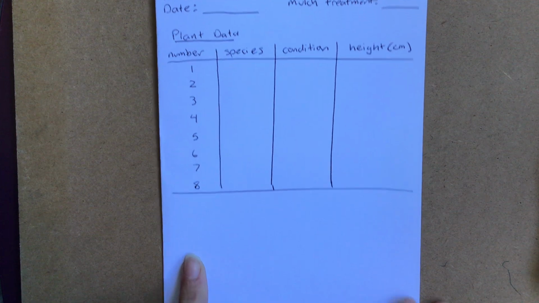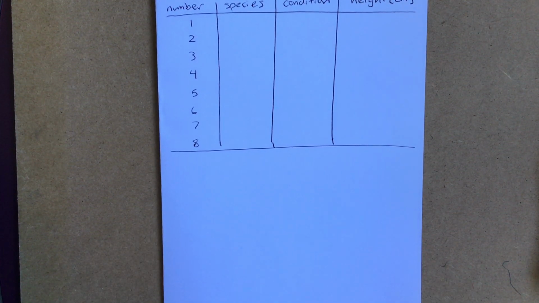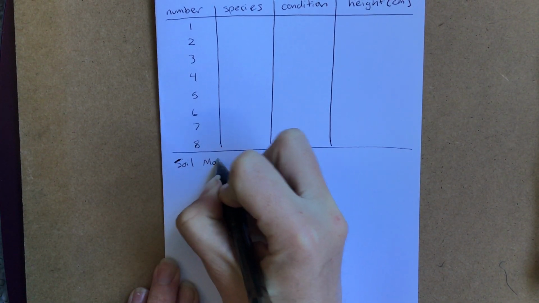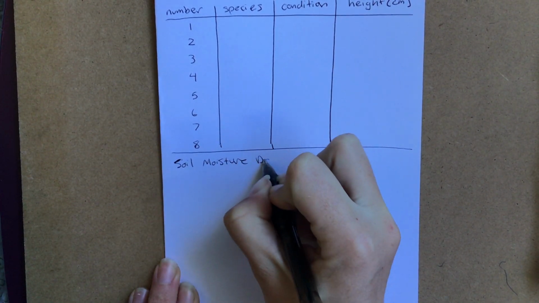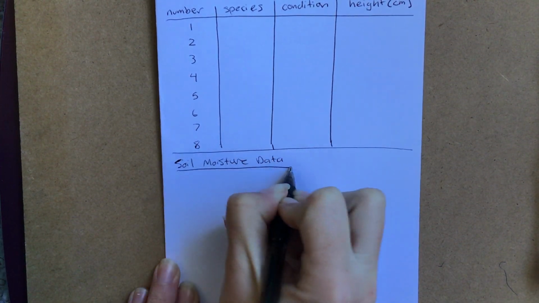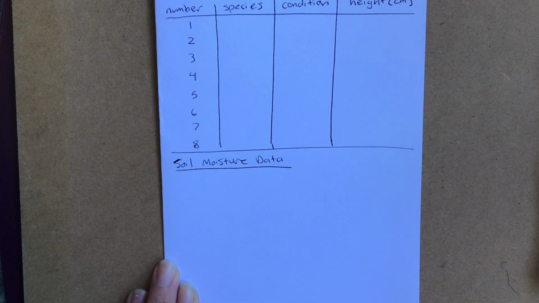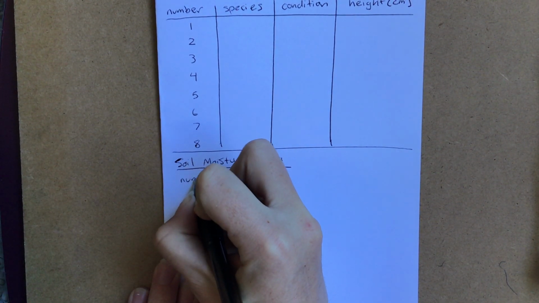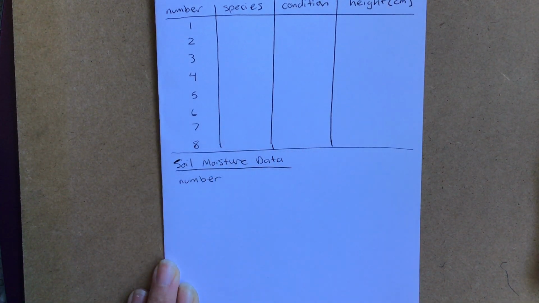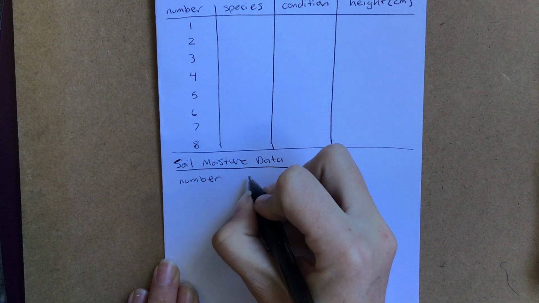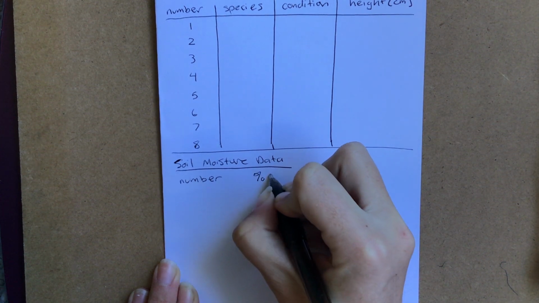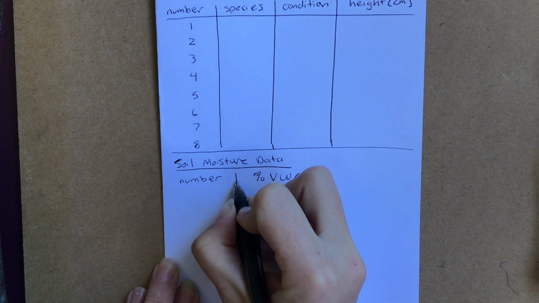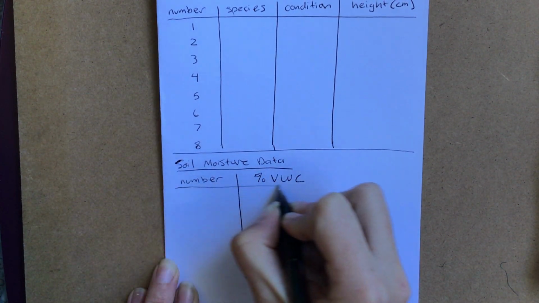All right, beneath that, I'm going to make some space for our soil moisture data. This is an even simpler table. The two things we need is just the number. This doesn't matter so much, just helps us keep track of how many readings we're doing. And then the percent volumetric water content, or VWC as it's labeled on the meter. And I'll make a little table out of this.